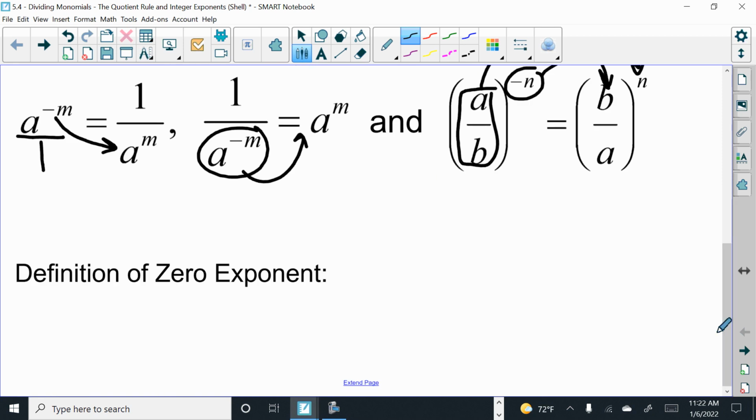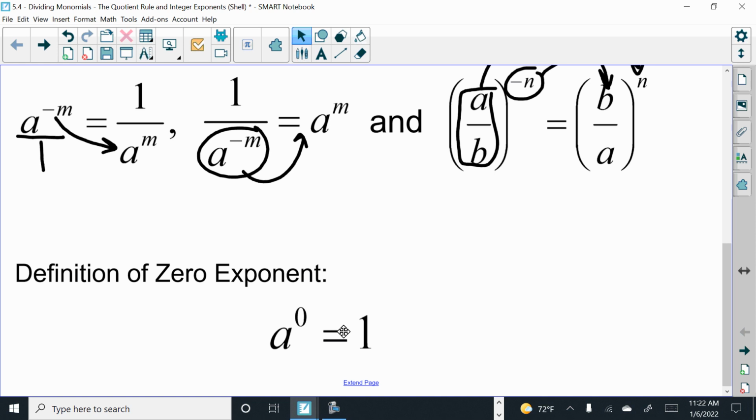And then last but not least, definition of zero exponent. Guys, anything to the 0 power is 1. Anything to the 0 power is 1. Those are the rules. Now let's get to it.